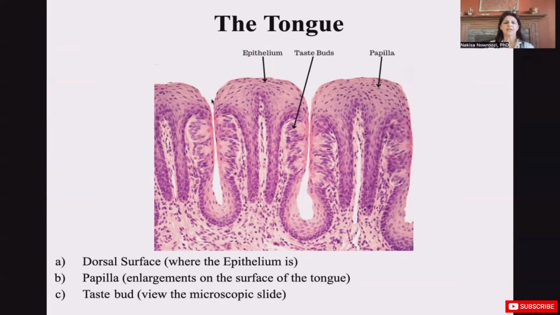Here we're looking at the tongue model. These are papillae, each of these, and this is the epithelium. If I went inside to the microscopic structures, we could see the taste buds. This is the dorsal surface where the epithelium is. The papillae are these bumps, and taste buds, which you can only view microscopically, are these little structures. These are your taste buds.